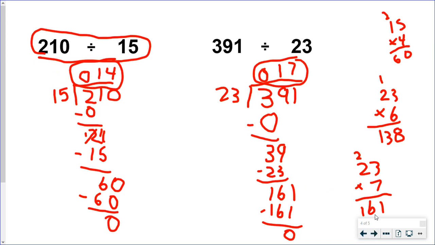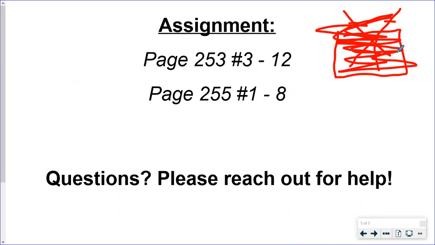So once again, you see those weird boxes, cross them out. You don't have to do anything with them. Just do regular division. We'll talk about it when we get back together, okay? So on page 253, you're going to do numbers 3 through 12. And on page 255, you're going to do numbers 1 through 8, okay?